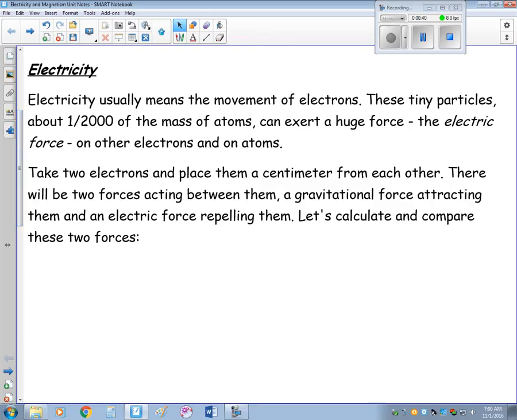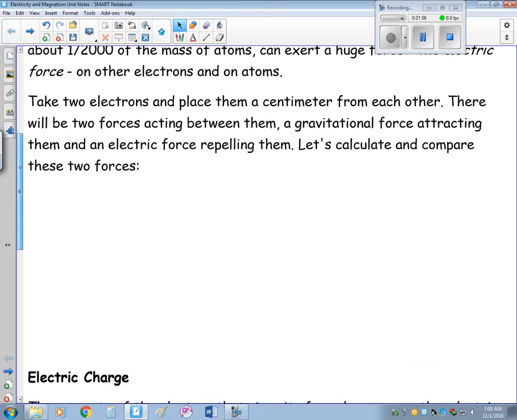These tiny particles are about 1/2000th of the mass of an atom, but they can exert some huge forces. We call these electric forces. And these forces are exerted on other electrons or other protons. Now, if you take 2 electrons and place them 1 centimeter apart from each other, there will be 2 forces acting between them. A gravitational force that's pulling them together, and an electric force that's repelling them. So let's calculate and compare.